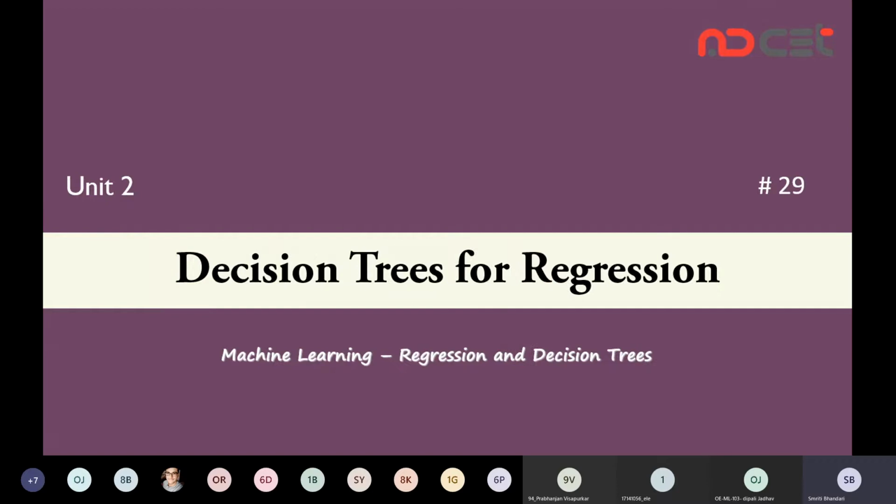Today we are going to discuss decision trees for regression problem. In fact, I was not going to cover this concept of decision trees for regression, but a few of the students have shown interest in knowing decision trees for regression, and that is why I am going to cover today how decision trees can be used for regression.